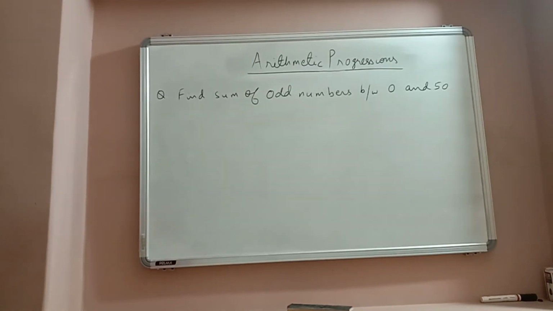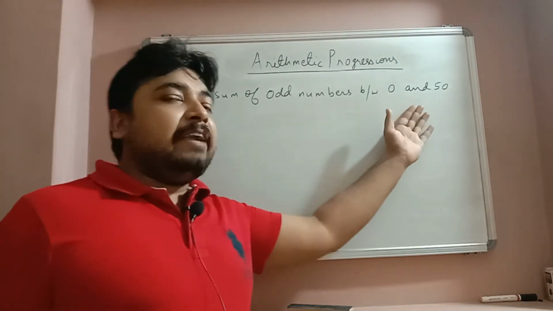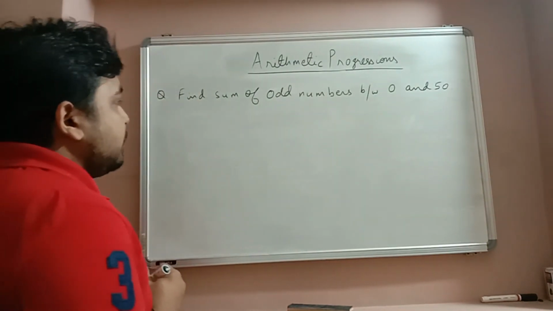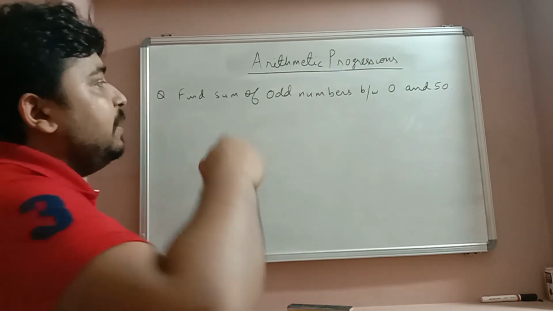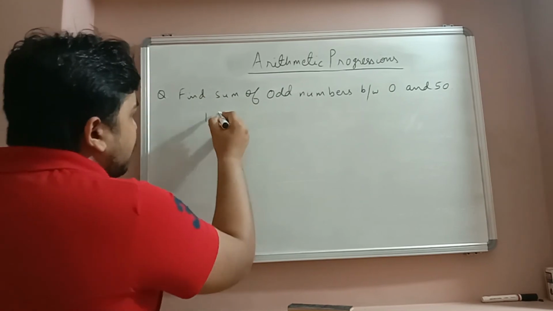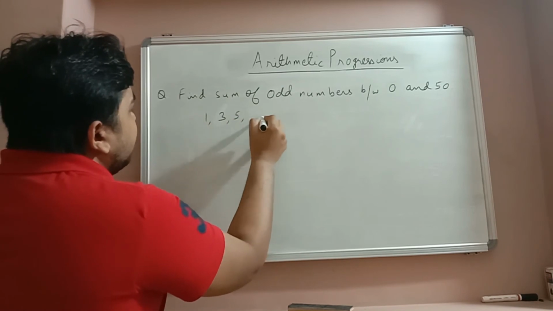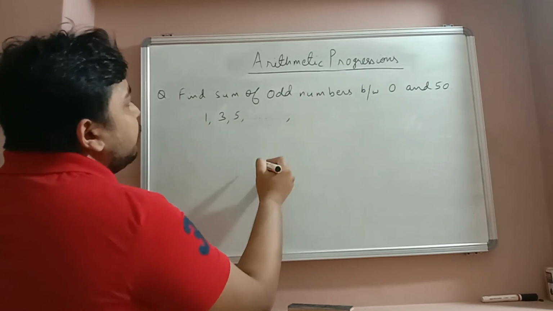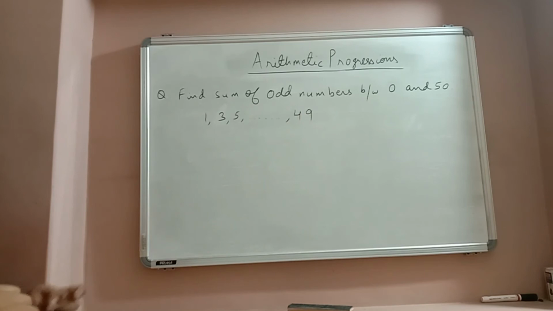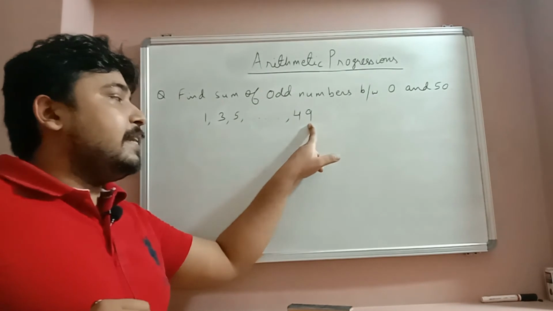Alright students, let's take up another question. The question says find the sum of odd numbers between 0 and 50. So let me first write down the first odd number between 0 and 50, that will be 1. So our first odd number will be 1. The next odd number will be 3, and then 5, and so on, and we have to go till 50. So before 50 the odd number is 49. So our AP will become 1, 3, 5, 7 and up till 49.